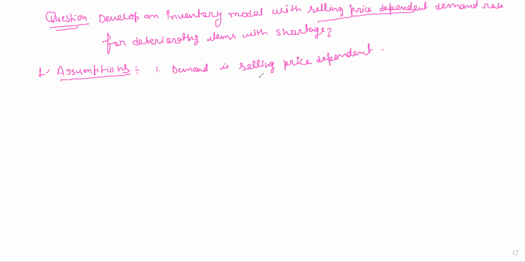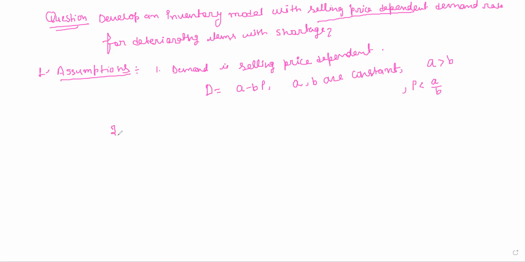Okay, so how will be its expression? How to write selling price dependent demand? So it will be D equals A minus BP, where A and B are constants. Also, A is greater than B, and there is one more, P is less than A upon B. This is the condition for this. And here these are constants and P is selling price.